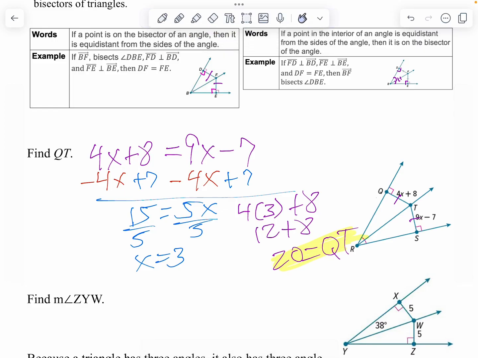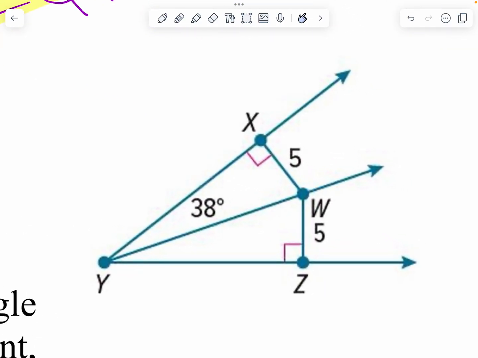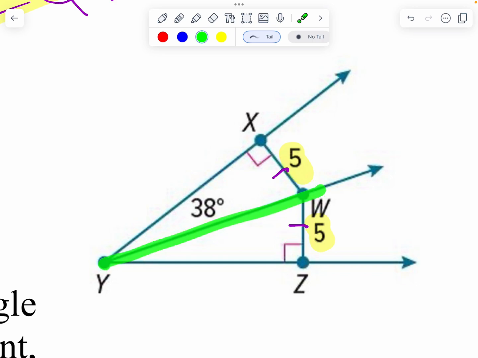Now, applying our converse that we just learned, notice on this problem, my two lengths, 5s, they're the same distance. So I know WX is the same distance from WZ. I know its distance because I've got a right angle here, don't I? Which means YW is an angle bisector. Since YW is an angle bisector, this gets to be 38 degrees. And there's your answer. And that's all they were asking on that one.